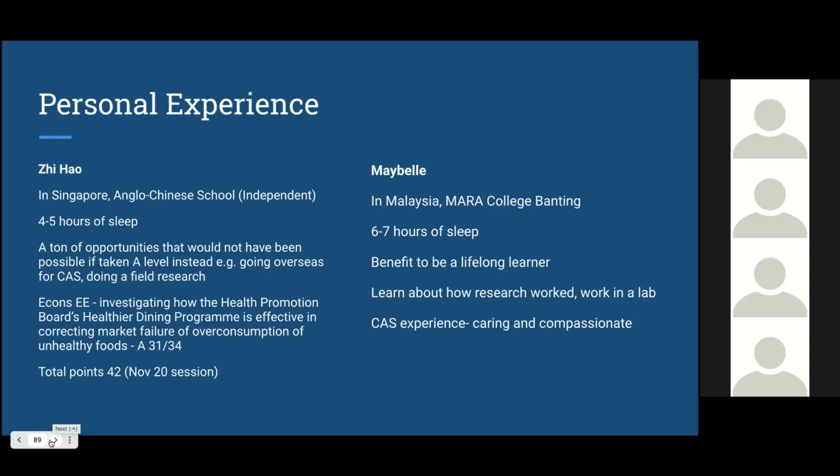So my field research is my Econs EE. I investigated how the government program is effective in correcting market failure of overall consumption. That was the pride of my entire IB journey, because I was graded an A for it with a score of 31 or 34. At the end of it, I took my exams last year in November, and my final grade was 42 out of a possible 45. So I'll pass it to Mabel to talk about her experience so far.